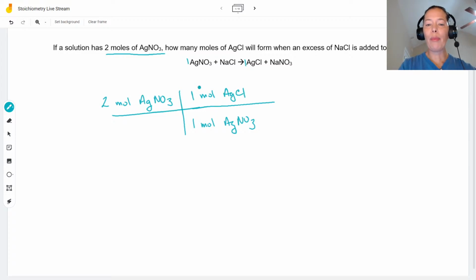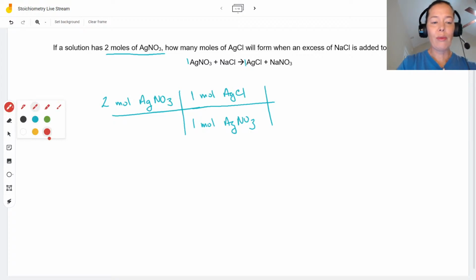Now, something I want to point out is mathematically this 1-to-1 ratio, it doesn't matter if you multiply by 1 first and then you divide by 1, or you divide by 1 and then multiply by 1. But it's very important when you're writing this out that your units cancel. So I'm going to switch to the red here.